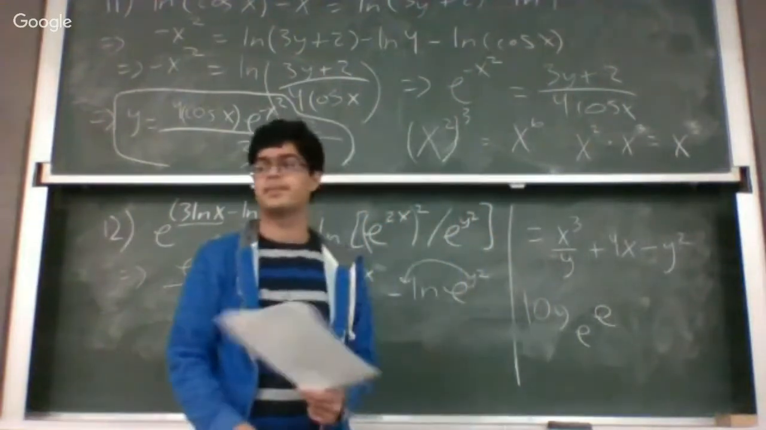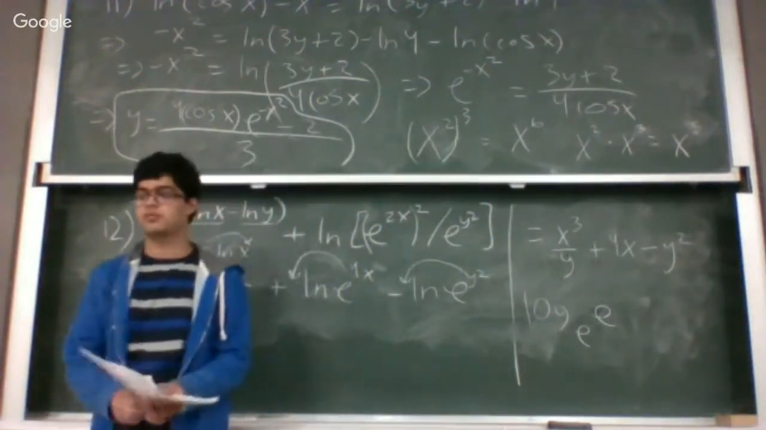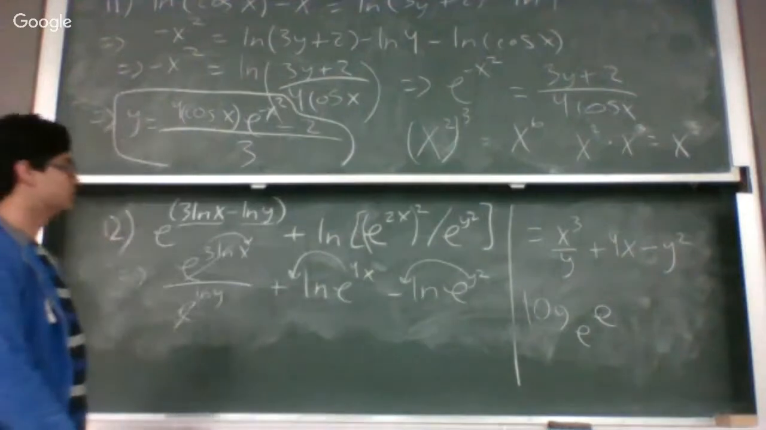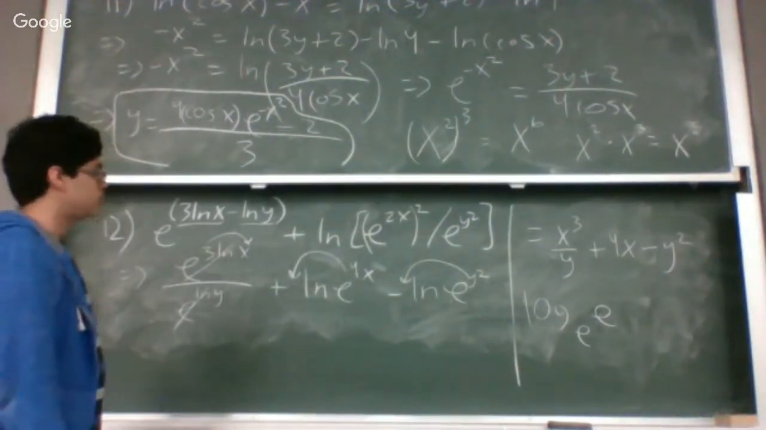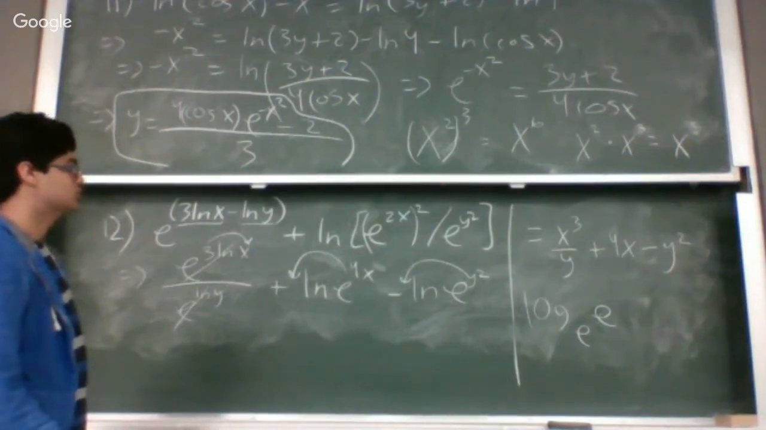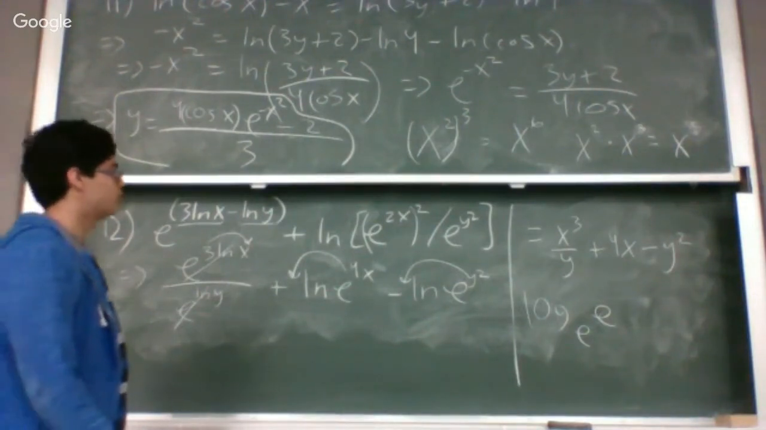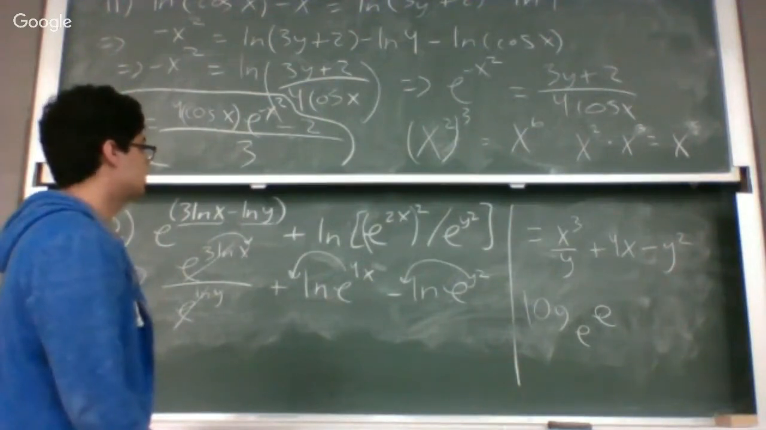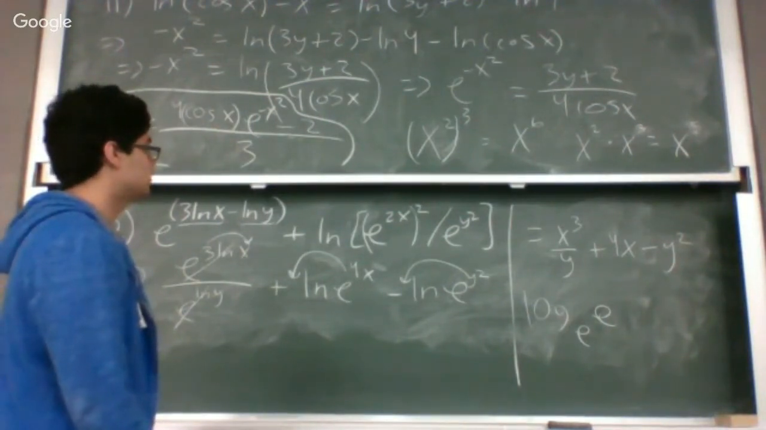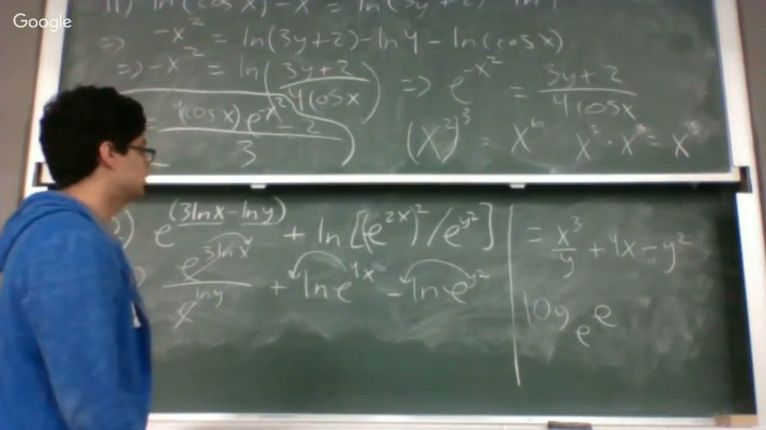Would it be incorrect to pull that 2 down in front of the natural log and then you get natural log e raised to x? Is that incorrect there? So you have 2 ln e to the 2x, so you do 2 times 2x. And then you have 4.